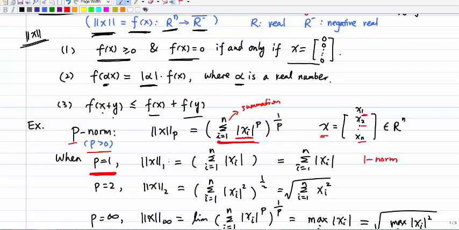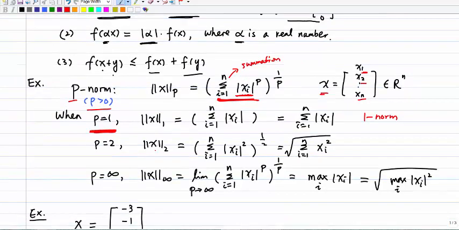So we replace p by 1. The absolute value of xi to the power 1 is just the absolute value of xi, so I can ignore the power. You compute the sum, and then you take the power of 1 over 1, which you can also ignore, because x to the 1 is still x, like 2 to the 1 is still 2. So it's exactly the sum of the absolute values of each entry of the vector. This is called the 1 norm.